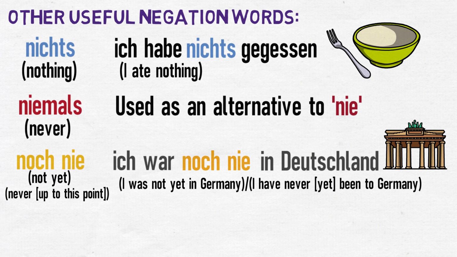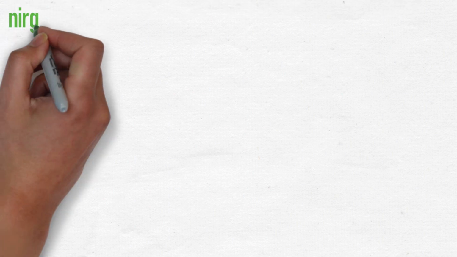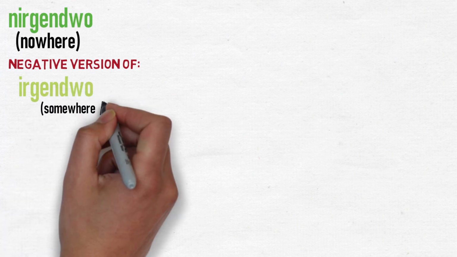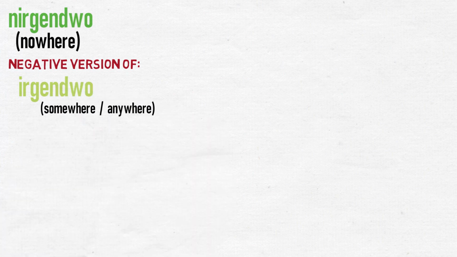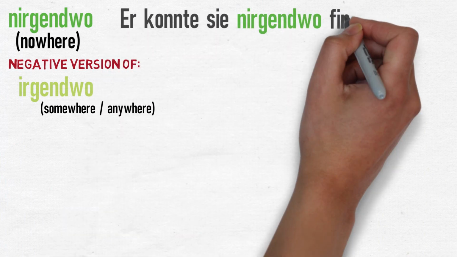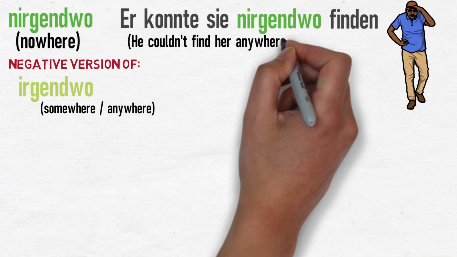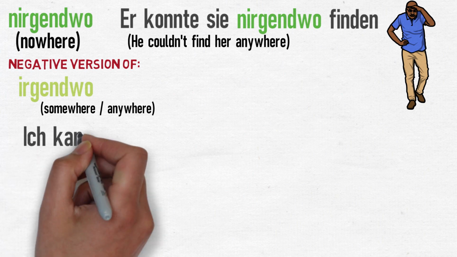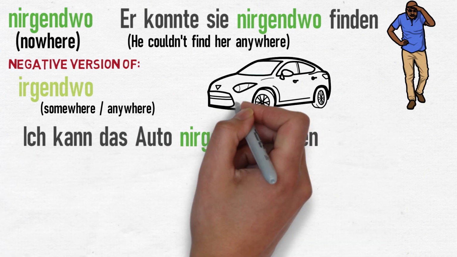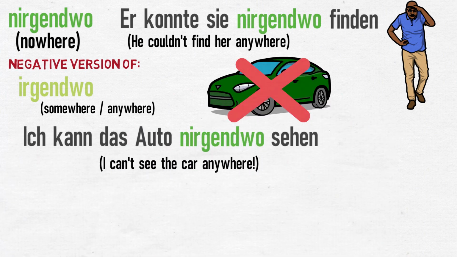Another negative word you might hear in German is nirgendwo, which means nowhere. It's the negative version of the word irgendwo, which means somewhere or anywhere. It's a relatively low-frequency word, but will always stay the same, unlike niemand. It's used when something can't be done anywhere, such as ich konnte sie nirgendwo finden. I couldn't find her anywhere. Ich kann das Auto nirgendwo sehen. I can't see the car anywhere.